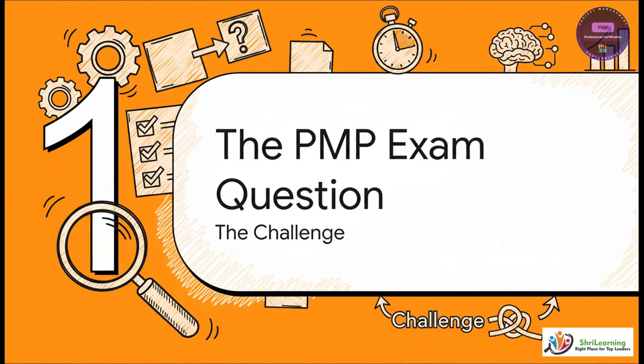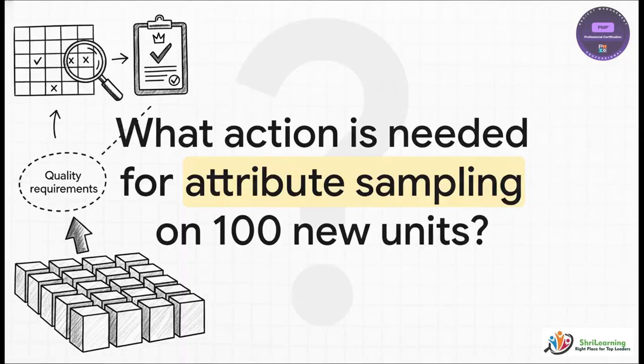All right, first things first, let's put the actual challenge right in front of us. This is the kind of thing you're going to see on exam day, and breaking it down correctly is everything. Okay, here's the question. Now, the biggest clues are hiding in plain sight. Perform attribute sampling, and verify they meet customer requirements. The scenario itself is pretty straightforward. You've got 100 units, and they need a quality check.